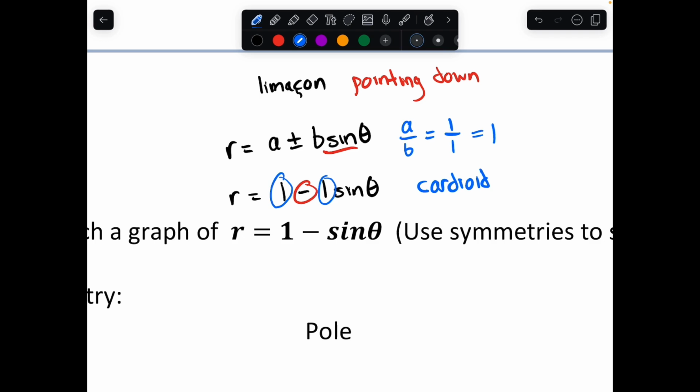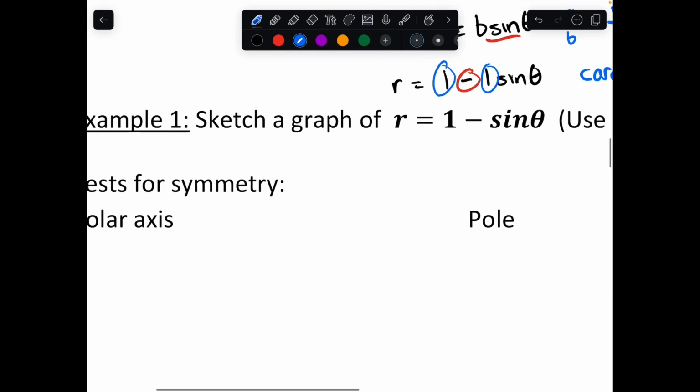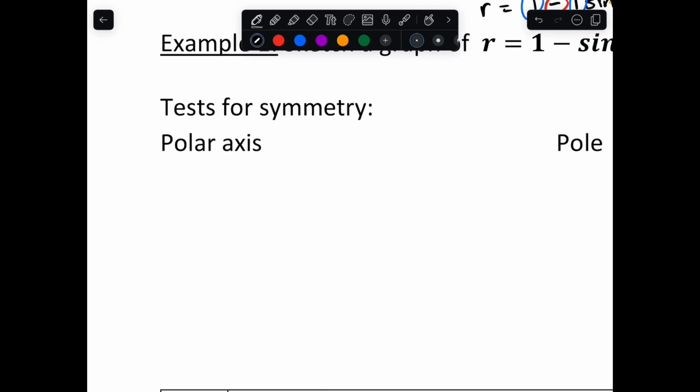So now let's try to figure out some symmetries. Let's start off with our polar axis symmetry. To test for polar axis symmetry, I need to replace theta with negative theta. So let me write that down. Replace theta with negative theta. And if nothing changes, we get our original equation back, then it has polar axis symmetry. So let's rewrite our equation down here to make it a little bit easier to see. Our original equation was r is equal to 1 minus sine of theta.